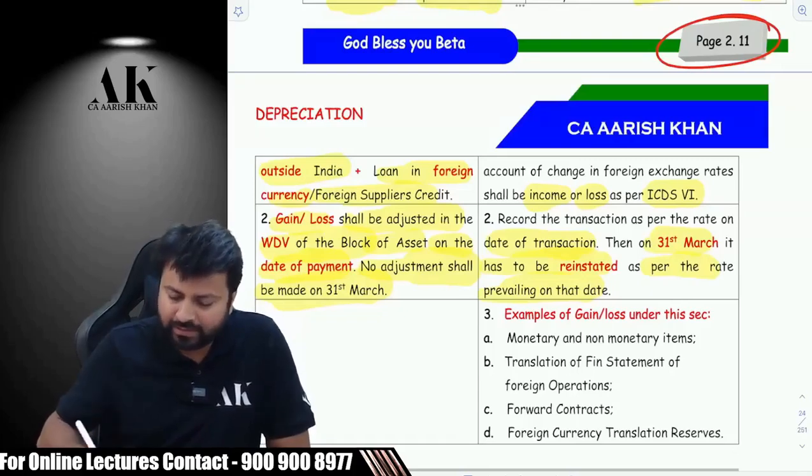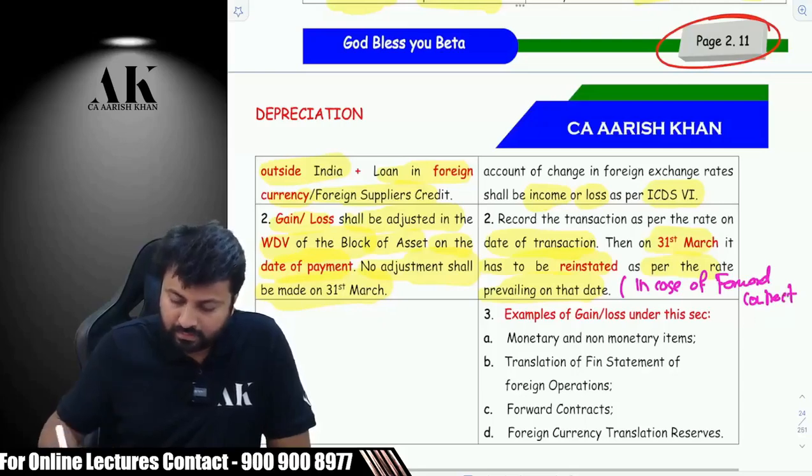Just write down in the bracket that in case of forward contract, book profit and loss on settlement.